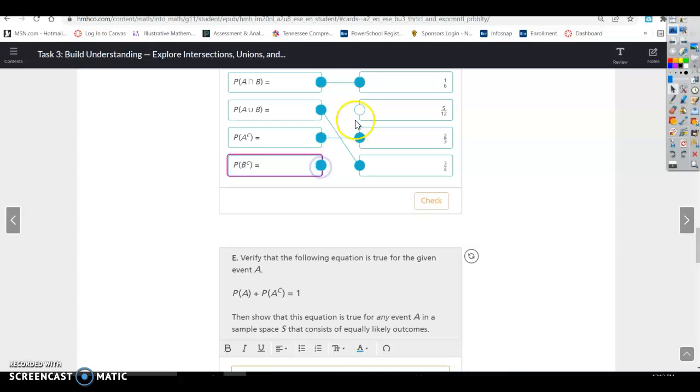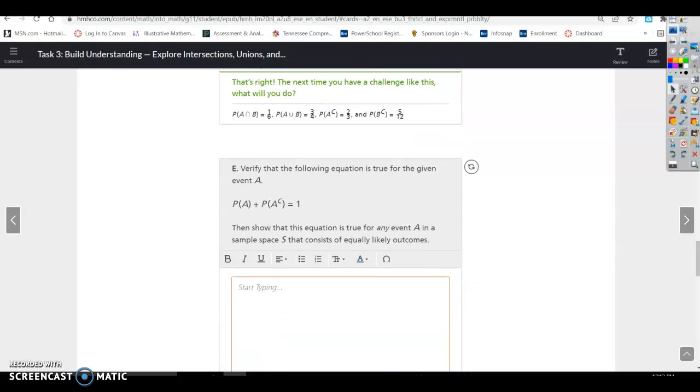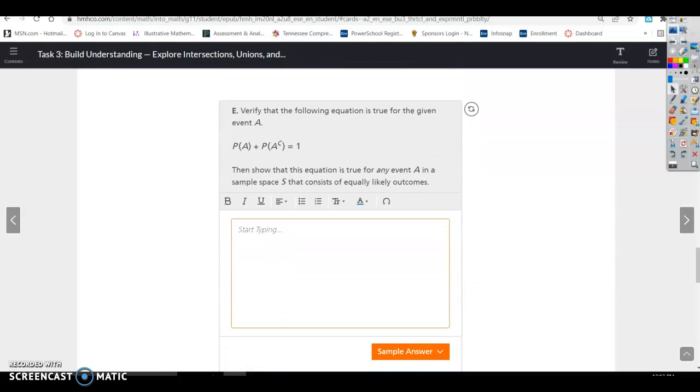And that leaves the probability of B complement as 5/12. All right, so it says verify that the following equation is true for the given event A. Probability of A plus the probability of A complement equals 1.